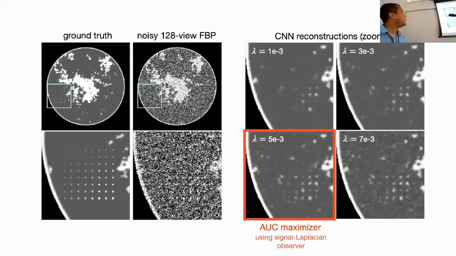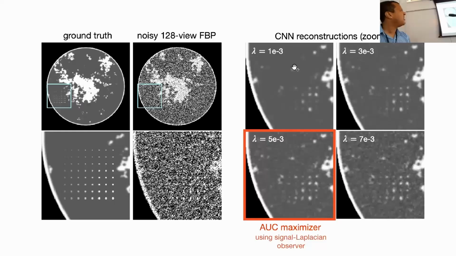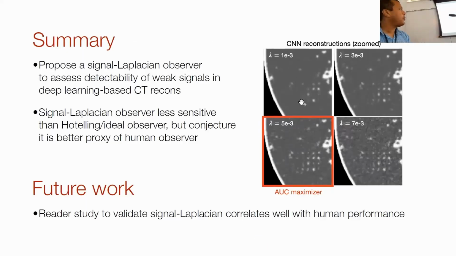And just to see the visual of it, basically we come back to the same breast CT image, and here's a series of reconstructed images at different values of lambda, and the one that maximizes that signal-Laplacian AUC is this one. And so to me, it's a reasonable balance between noise and being able to see those signals in the insert. All right, so this is my last slide.